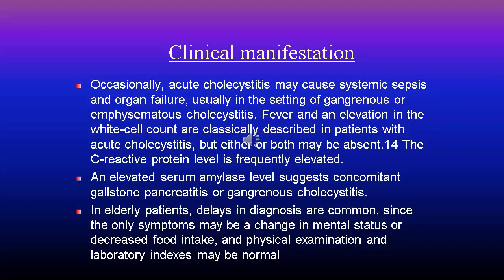In complicated cholecystitis, the patient may have fever, which indicates systemic sepsis, and it occurs in gangrenous and emphysematous cholecystitis. Also, you will find elevated WBCs, and C-reactive protein may be elevated. If we find an increased level of serum amylase, it may suggest concomitant pancreatitis, gallstone pancreatitis, or gangrenous cholecystitis.